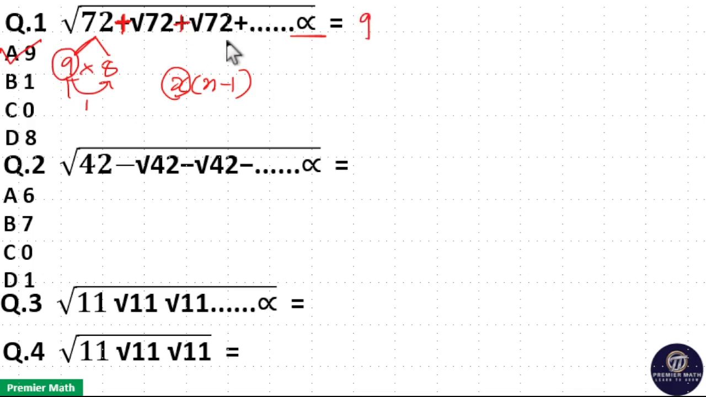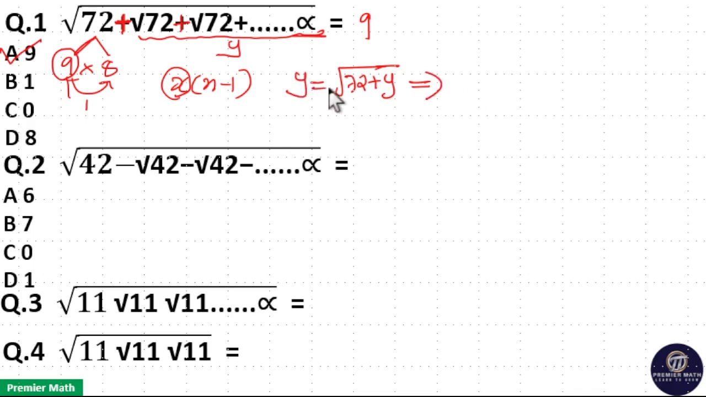That is, the concept behind this is: root 72 plus root 72 up to infinity, I can take it as y. Now compared to these infinite terms, this root 72 is minute. So I can write this whole term as y, which means y is equal to root of 72 plus y. I said compared to this infinite term y, root 72 is minute, so I can ignore it.